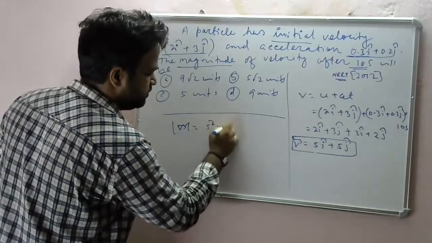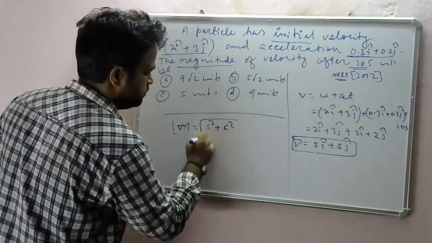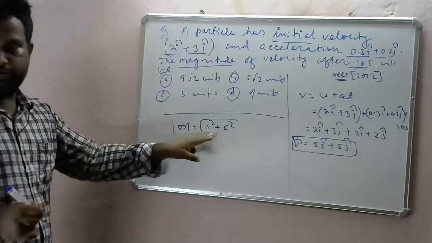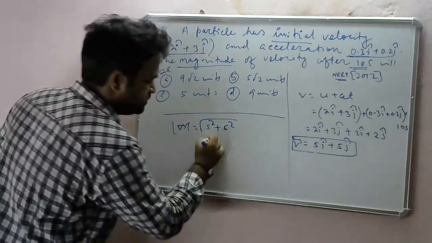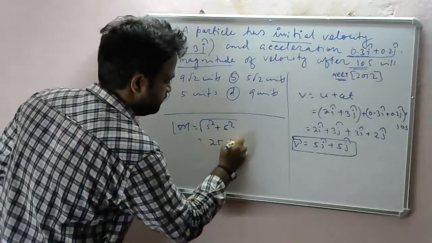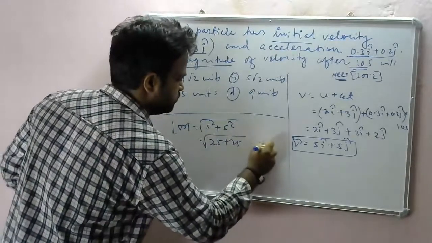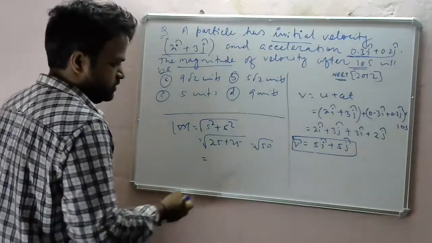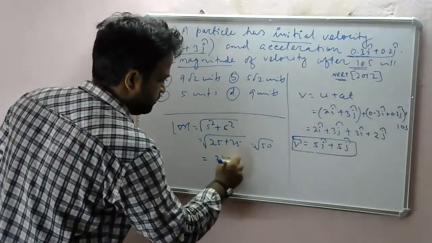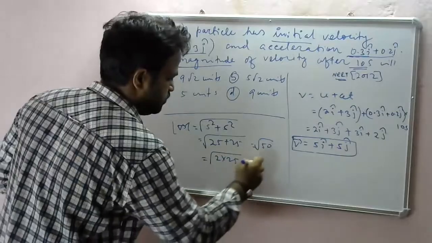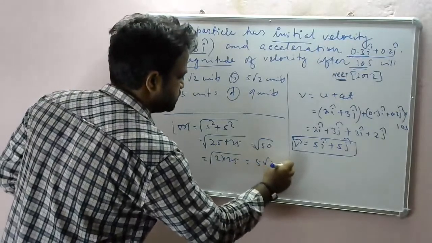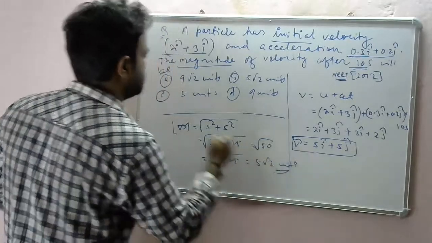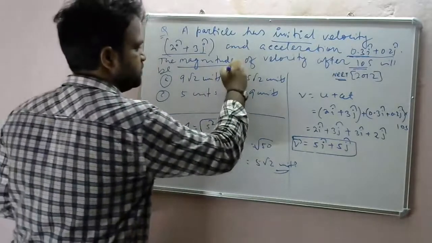So 5 square plus 5 square under root. What will be the result? 25 plus 25, this is root 50. You can say root of 2 into 25, or 5 root 2 units. So B is the answer.